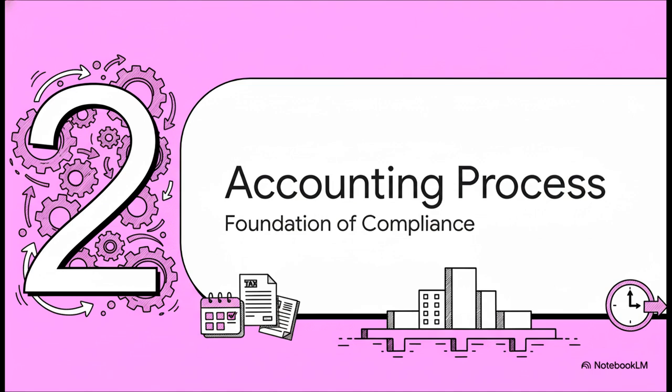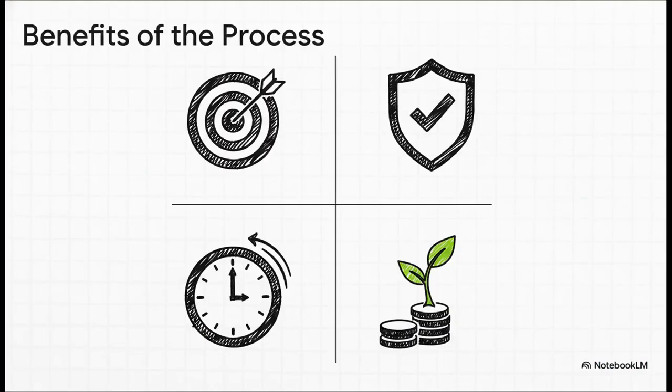Now, with those core concepts in mind, how do we put them into practice? This brings us to Section 2. Here, we transition from theory to application, focusing on what the source material identifies as the absolute foundation of compliance, a reliable and structured accounting process. So why is having a structured process so critical? According to the guide, it delivers 4 primary outcomes for your business.